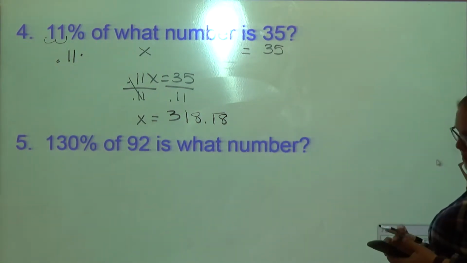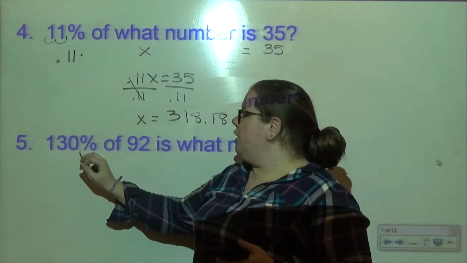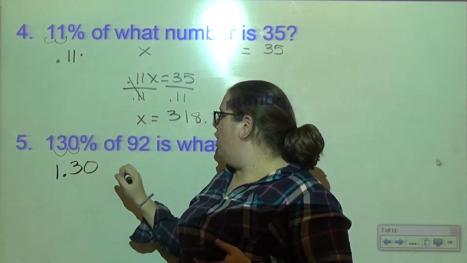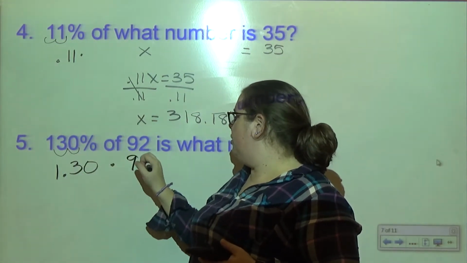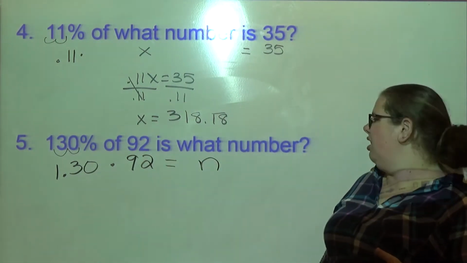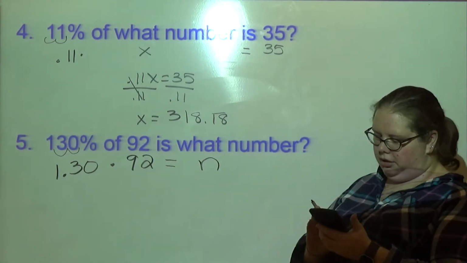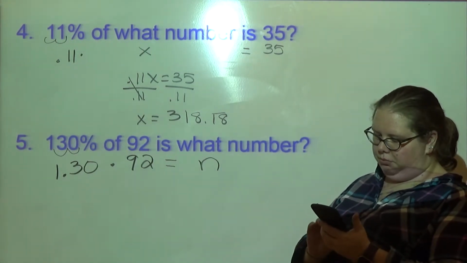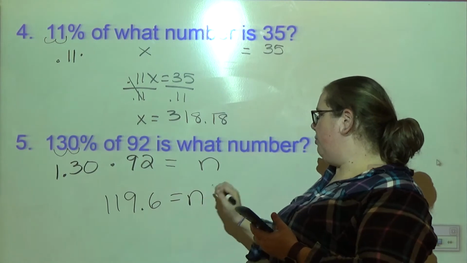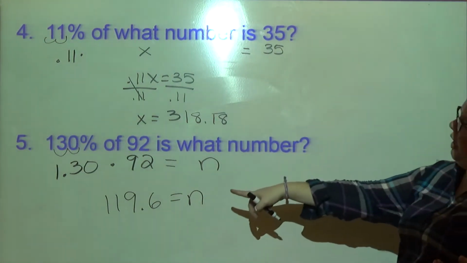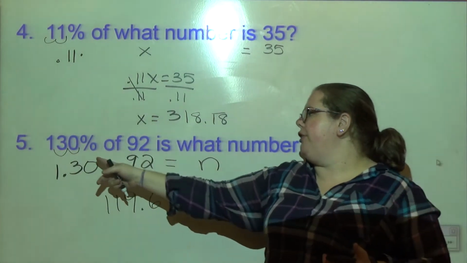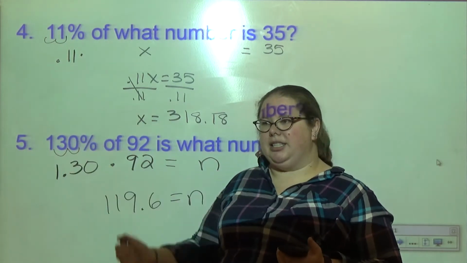Next one, 130%. So remember, we're only moving it twice. 1, 2, so 1.30 of 92 is what number? So we don't even really have to solve, we just have to multiply. 1.3 times 92 is 119.6. And we're done. So notice we got a number bigger. This is our whole, 130% of 92. But when you're finding a number bigger than 100% of something, it's going to go up.